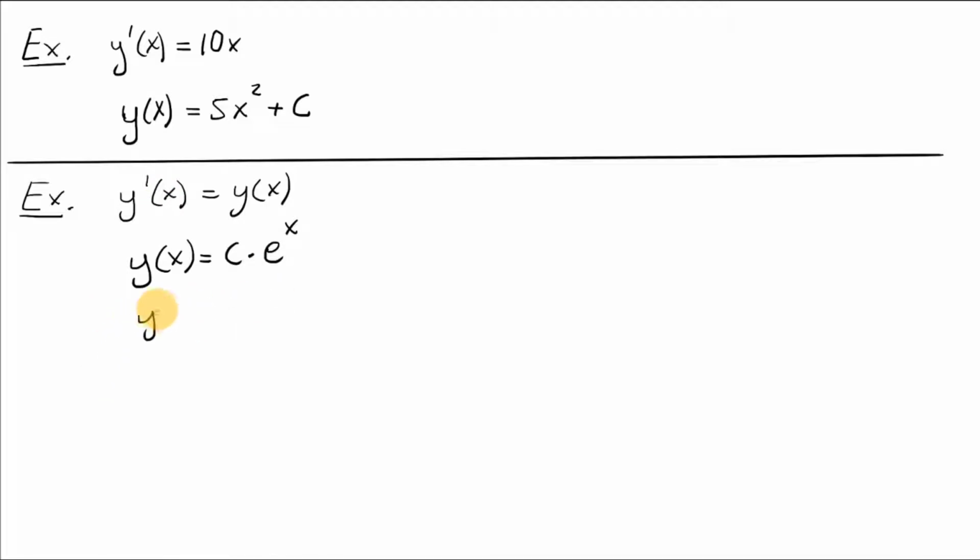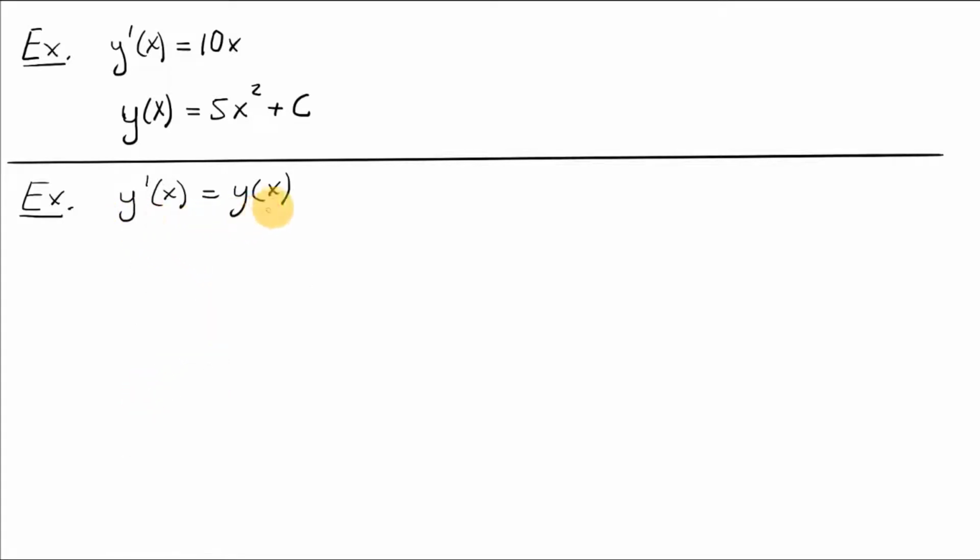Because if we take the derivative of this one, the constant just comes along, and the derivative of this is just this. So also in this case, the derivative is equal to itself. So these are equal, and that means that they satisfy this equation. But can there be still more solutions than this? We will prove that it cannot be.